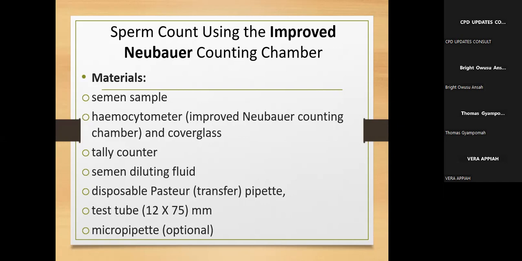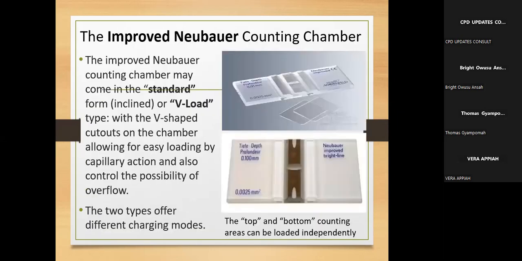So you see that in doing your counting by the Neubauer counting chamber, you need a lot of things, as opposed to the Makler. Makler, all you need is your sample and then your chamber, period. You don't need anything else. All right, so let's move on.